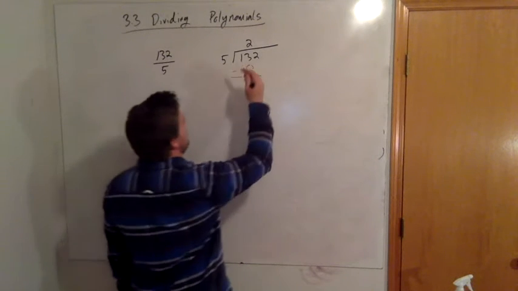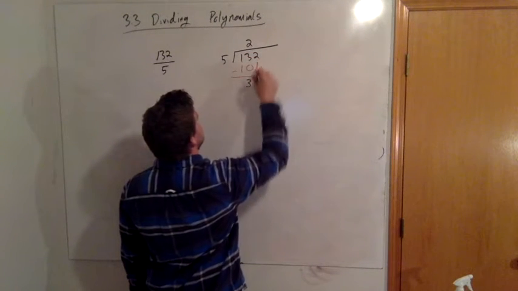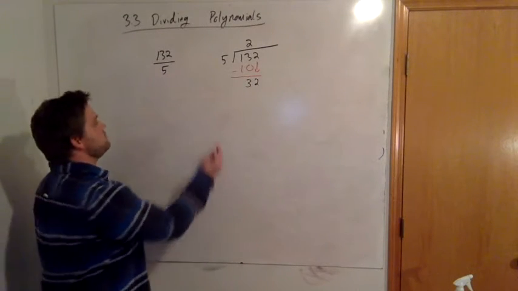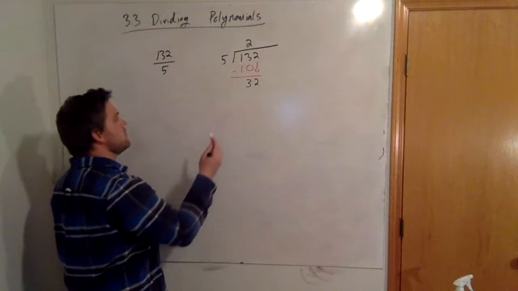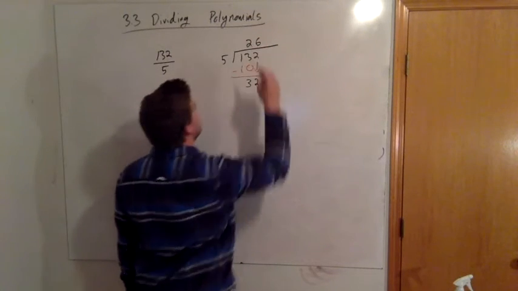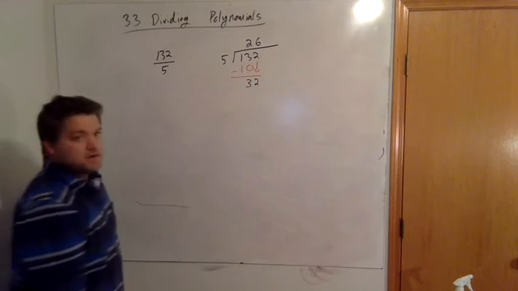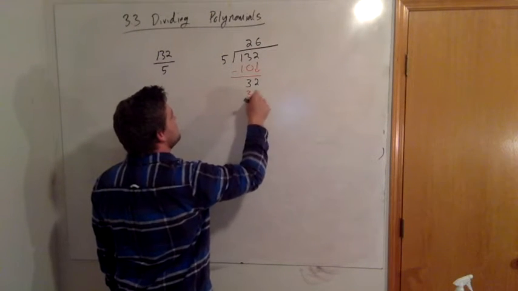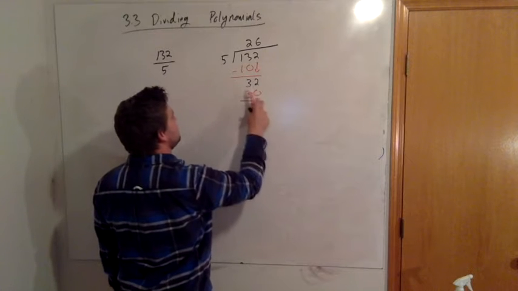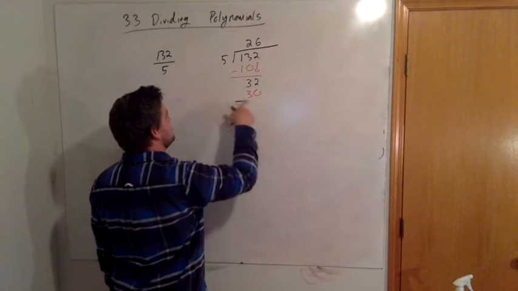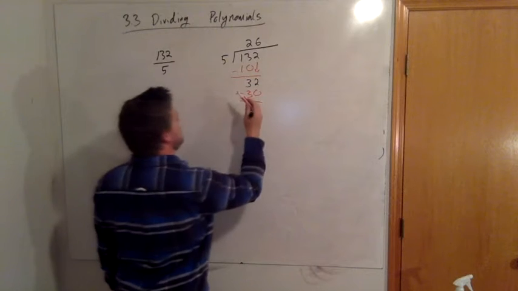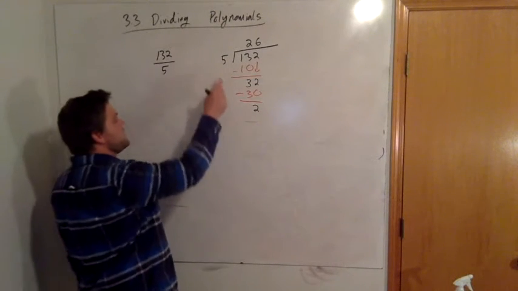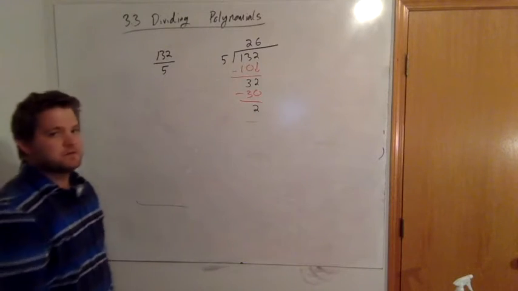And then we bring down the 2. So we'll have a 32. And we'll repeat the process. How many times does 5 go into 32? I hope you believe it goes in 6 times. And then we'll do 6 times 5, we'll get out a 30, and then we'll subtract. And we'll get out 2. Okay, notice now that 5 does not go into 2, so now we're done.